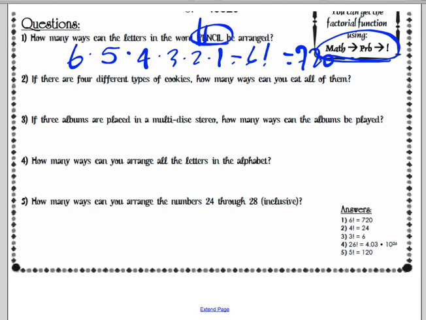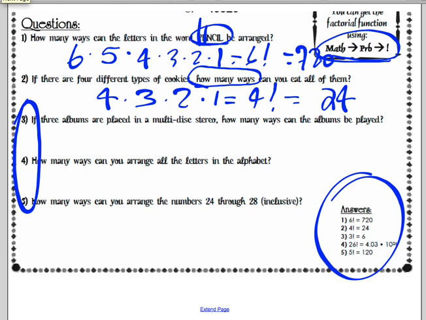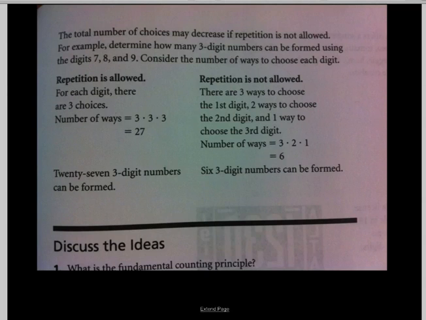Okay? If there are 4 different cookies, how many different ways can you eat them all? And again, it's not which one, not what, just how many ways. Well, there's 4 cookies to choose from. I eat one. That means there's 3 cookies left to choose from. I eat one. 2 and 1, which is 4 factorial, which would be 24 ways to do it. Okay? So here's 3 other questions you can work on. There's the answers for you right there. I don't think you're going to have much of a problem with this.